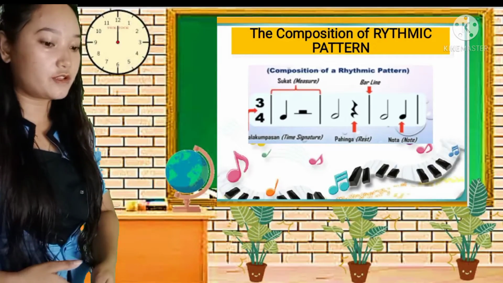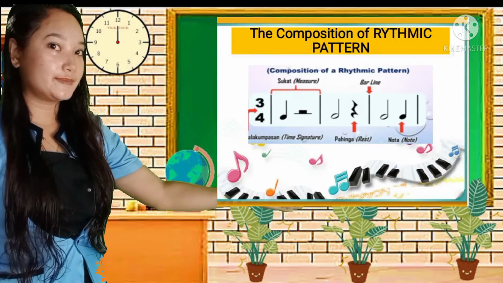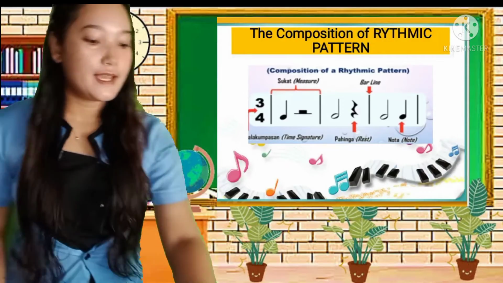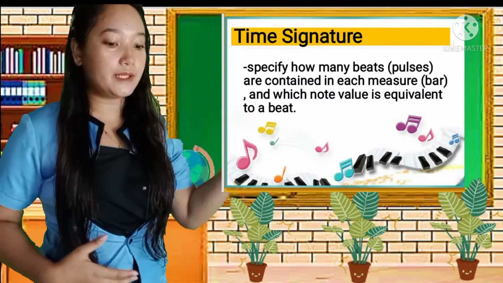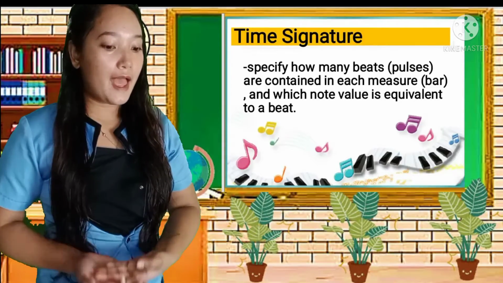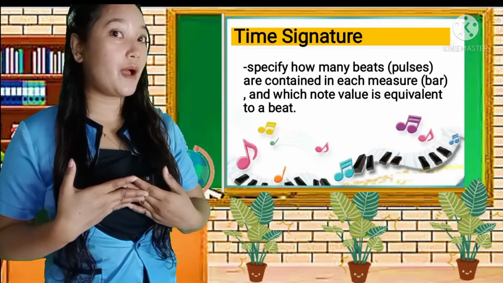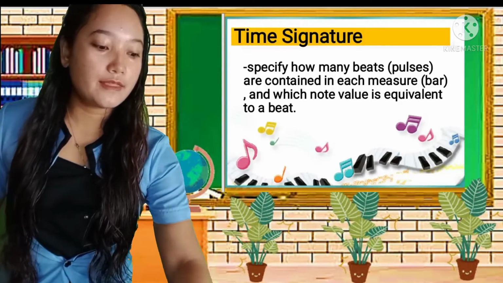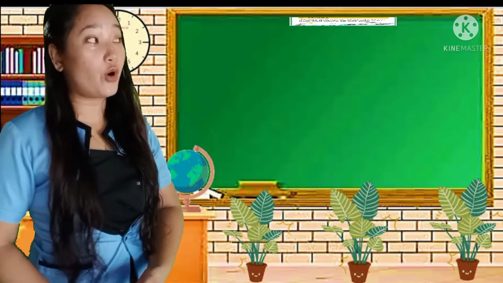Alright. Now let's proceed to the composition of rhythmic pattern. So the composition of rhythmic pattern looks like this. Alright. And then, time signatures specify how many beats or pulses are contained in each measure or bar and which note value is equivalent to a beat.